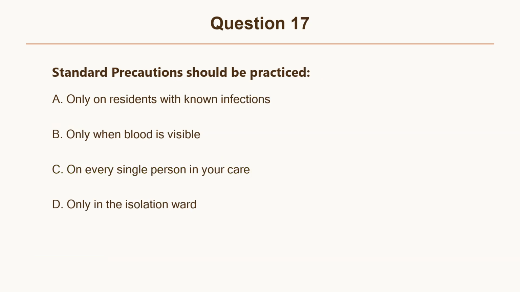Question 17. Standard precautions should be practiced: option A, only on residents with known infections; option B, only when blood is visible; option C, on every single person in your care; option D, only in the isolation ward. The correct answer is option C, on every single person in your care.